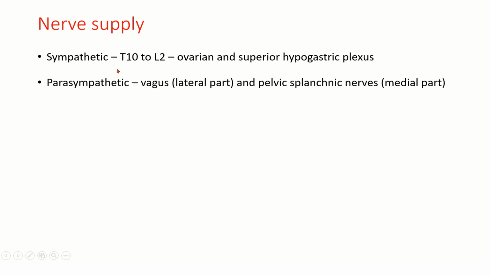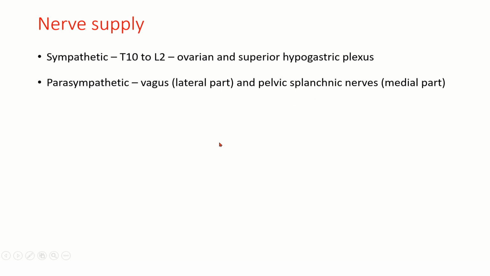Nerve supply: the sympathetic preganglionic fibers come from T10 to L2. They pass through the ovarian and superior hypogastric plexus to reach the uterine tube. Parasympathetic: the lateral part of the tube is supplied by the vagus and the medial part is supplied by the pelvic splanchnic nerves.